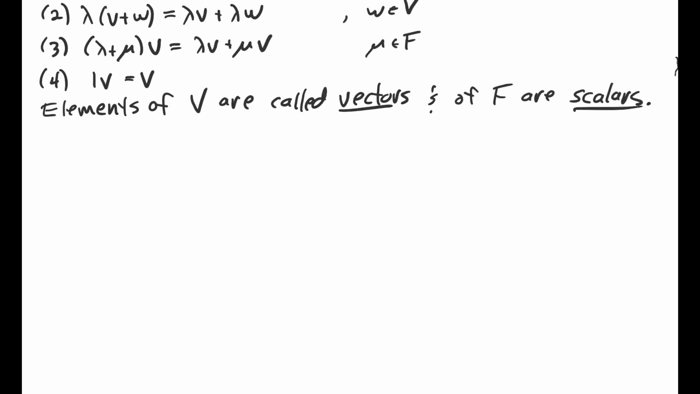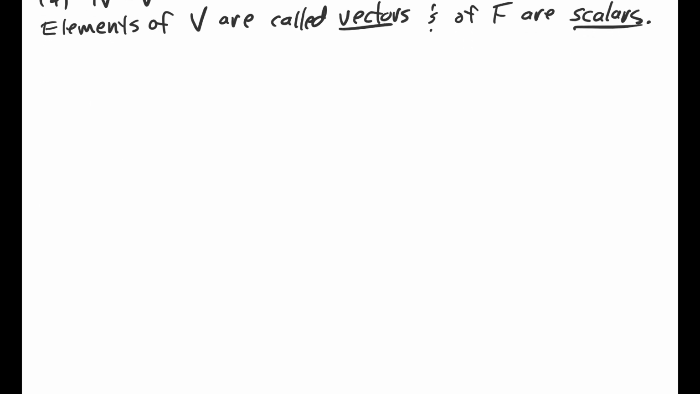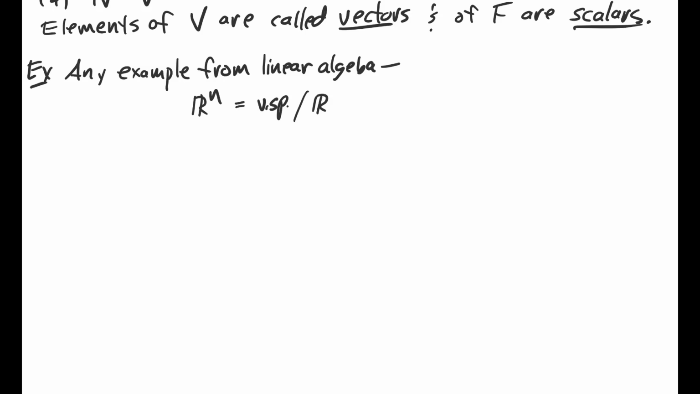All right, let's do some examples. You had a whole class on linear algebra, possibly multiple classes, but any of the things you studied there that you called vector spaces are vector spaces. They tended to be vector spaces over R or over C. So for instance, R^n is a vector space over R. C^n is a vector space over C.